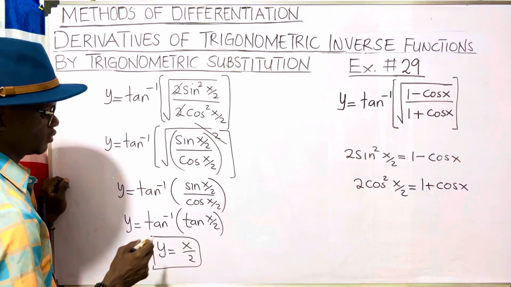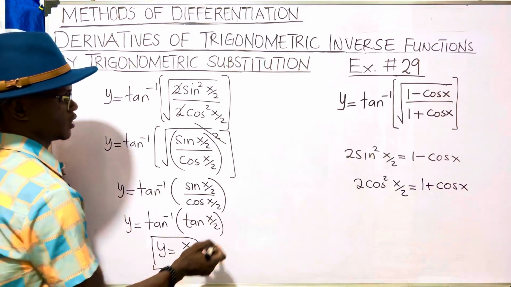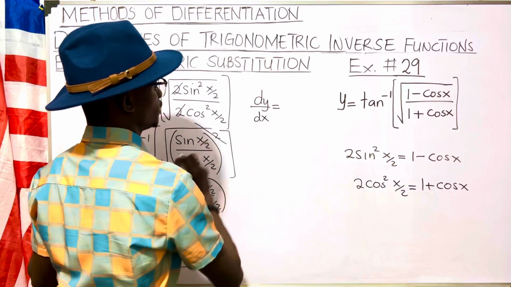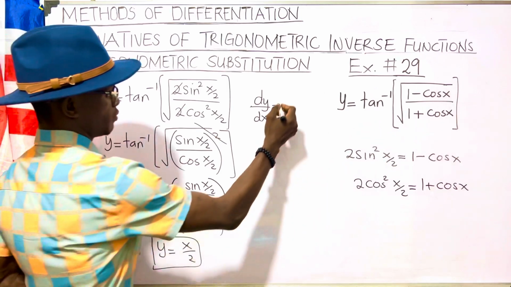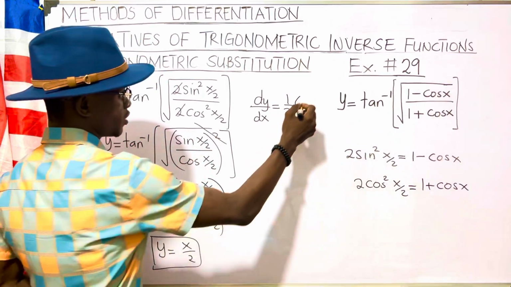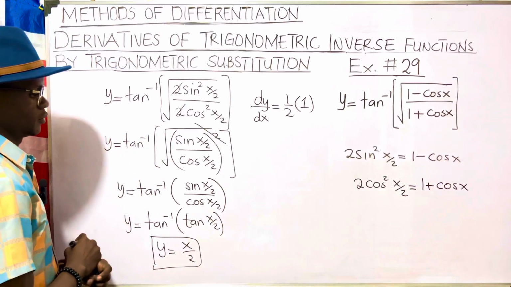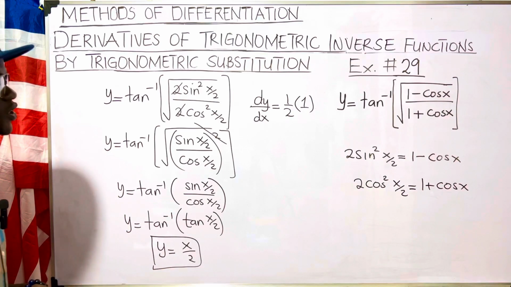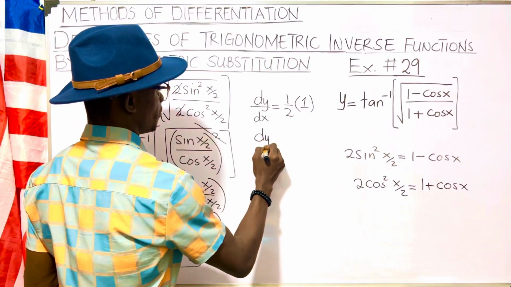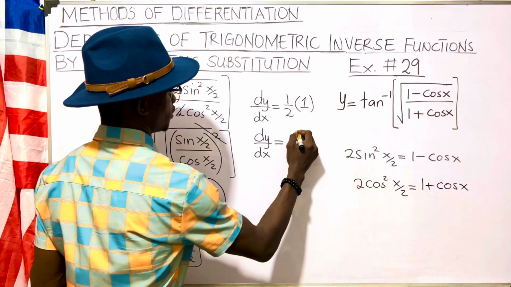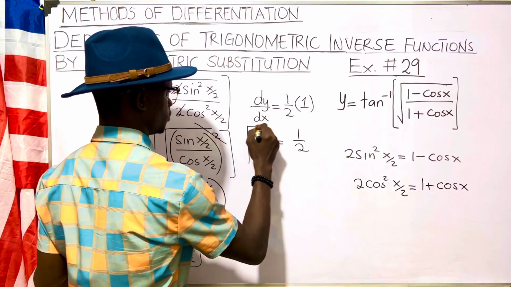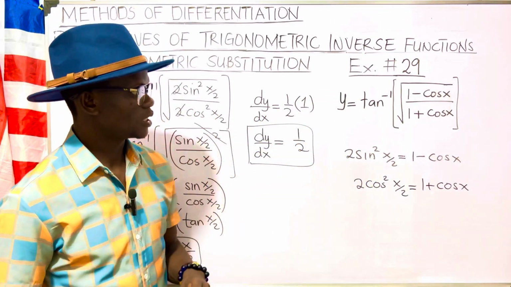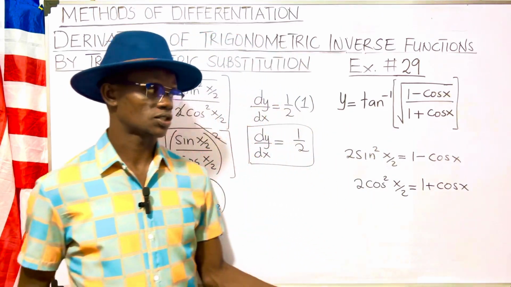Now, because we were asked to differentiate with respect to x, we can now differentiate. So dy by dx is just equal to, we can bring this 2 outside. What's the derivative of x? The derivative of x is just 1. So now we have dy by dx is just equal to 1 over 2. So this is how we find the derivative of the trigonometric inverse function using the trigonometric substitution method.